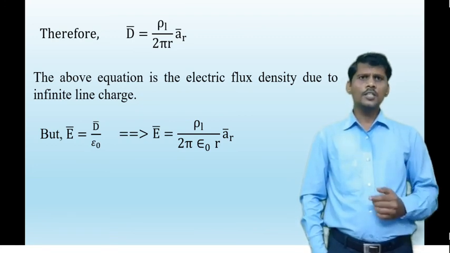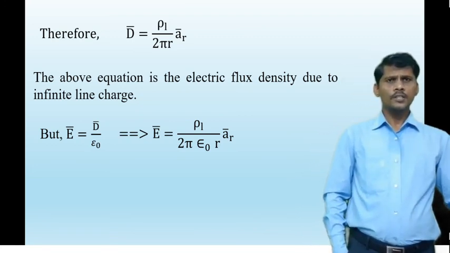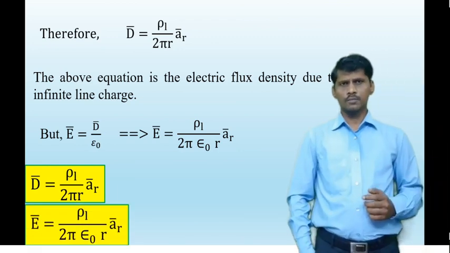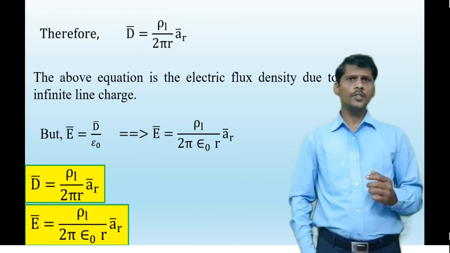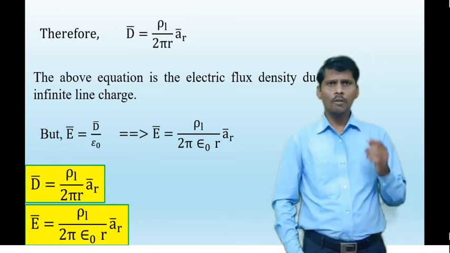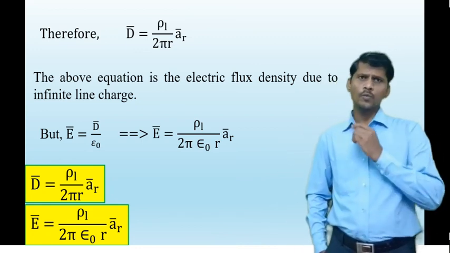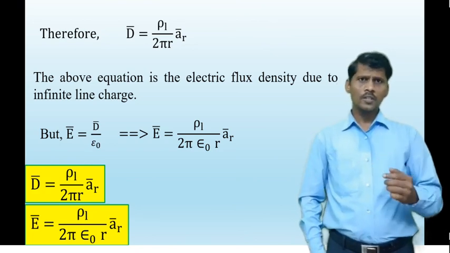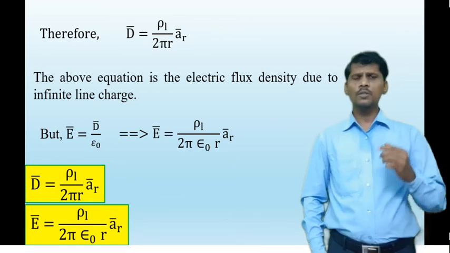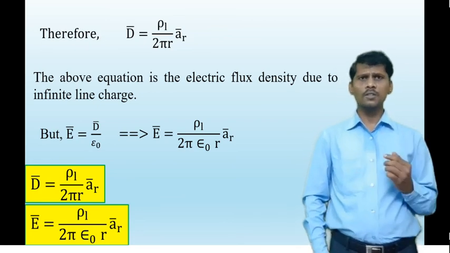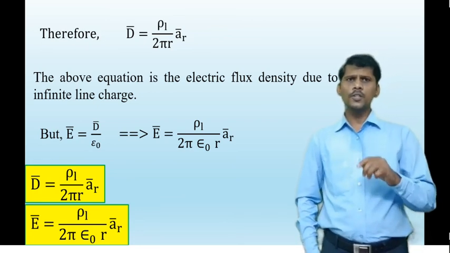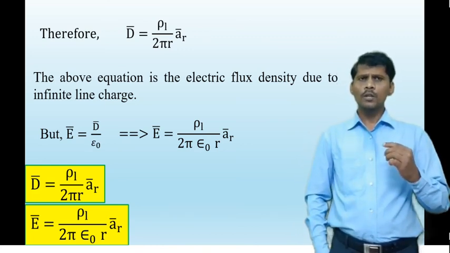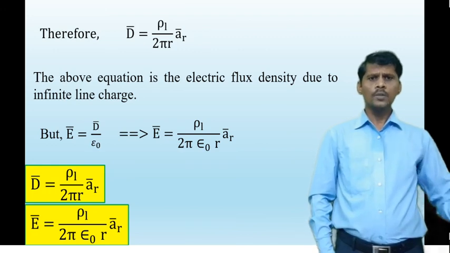So this is the equation of electric field intensity and electric flux density due to an infinite line charge. The electric field intensity due to an infinite line charge was already discussed in the applications of Coulomb's law. Now this is the application of Gauss law. In both the application of Coulomb's law and the application of Gauss law, the electric field intensity due to an infinite line charge is the same. That is, E bar is equal to rho L by 2 pi epsilon naught r into ar bar.